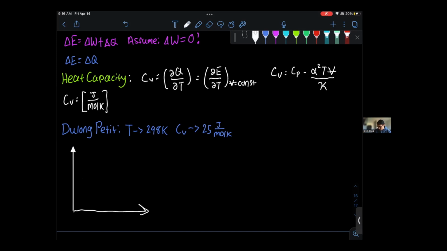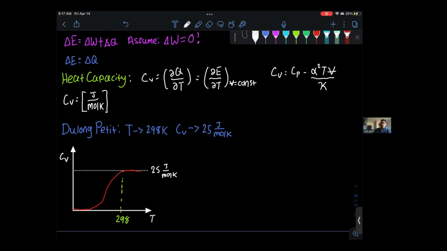So if I were to draw my graph here, for specific heat capacity as a function of temperature, I'm going to draw a line where this is 25 joules per mole K. When I draw my function for specific heat capacity as a function of temperature, it looks a little something like this. That cubic function draws an asymptote at 25 at around 300 Kelvin. 298, 300, just like that.